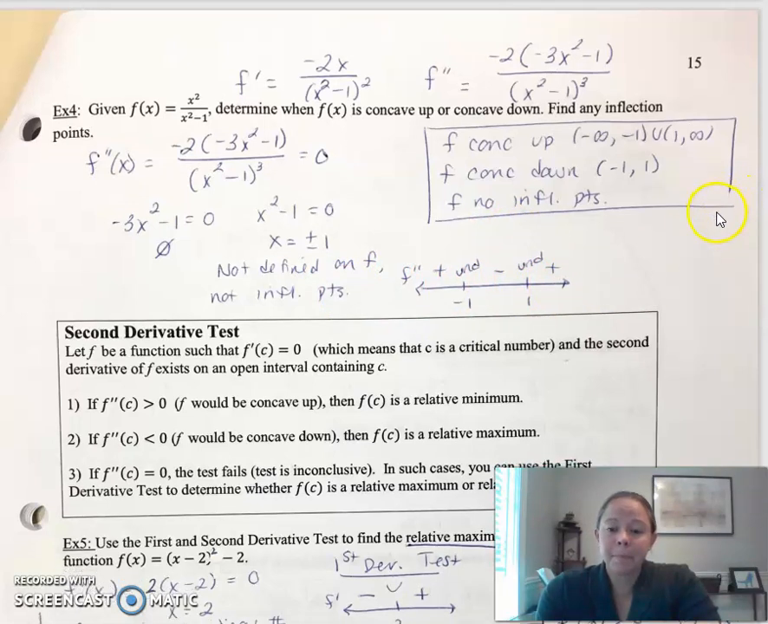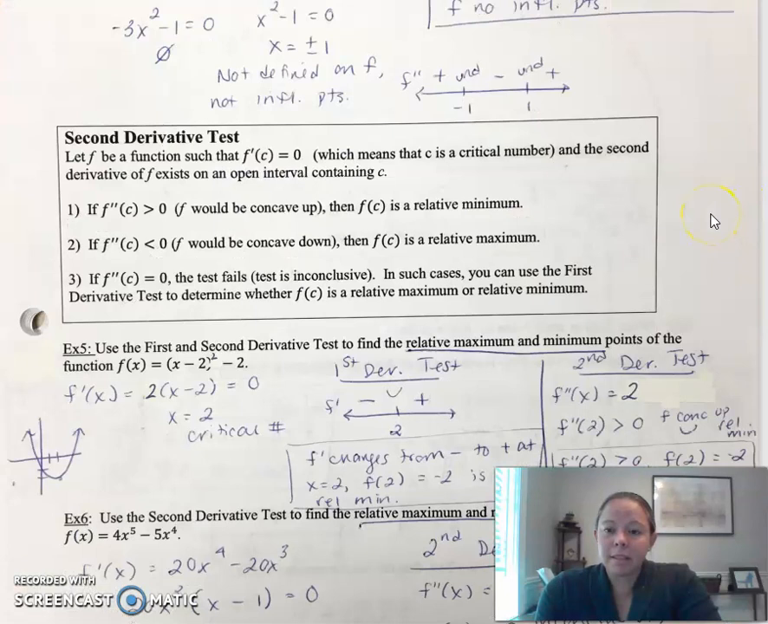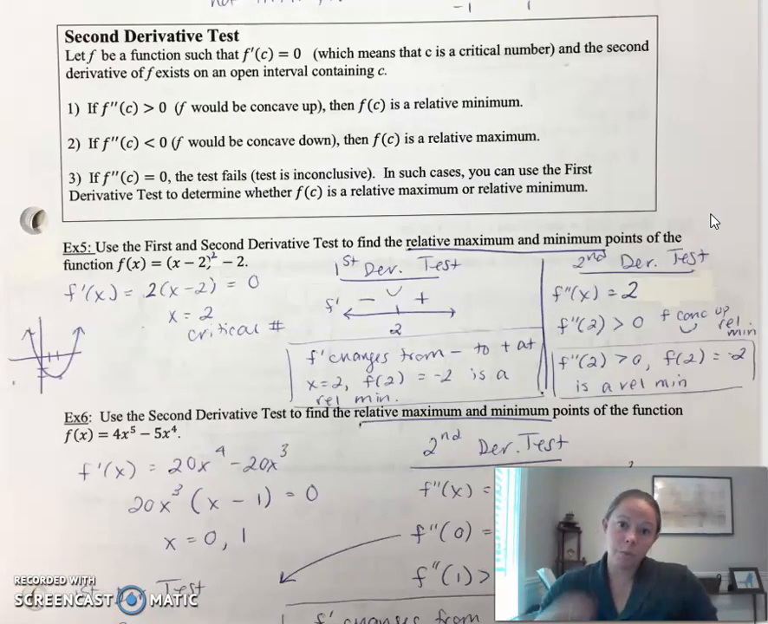All right, now last, second derivative test, which is really important. This is another way of determining relative max and mins.